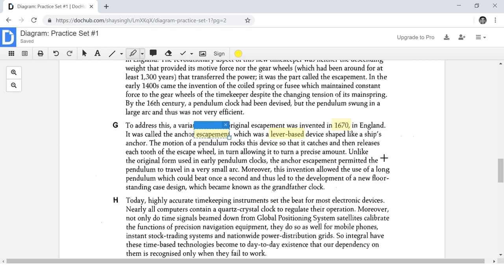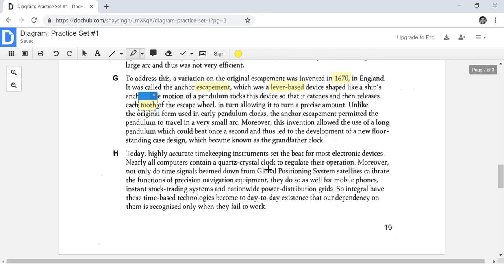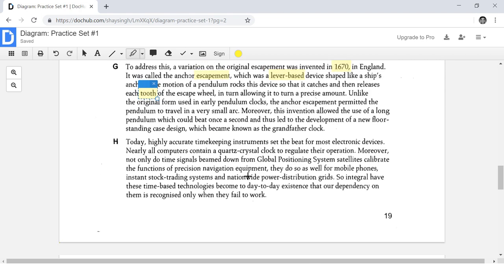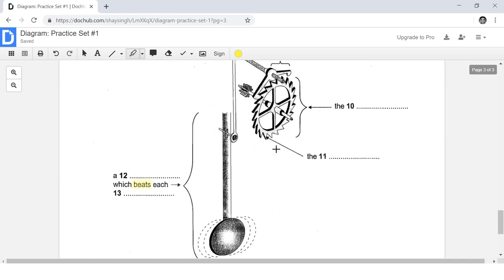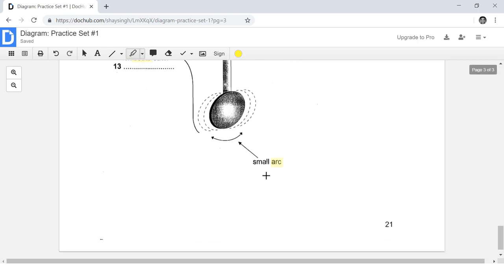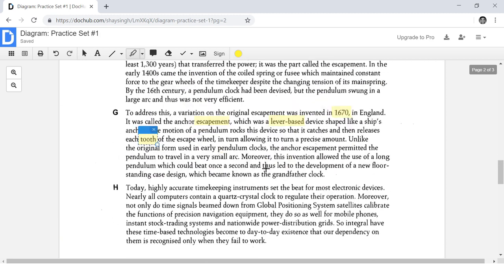Over here it mentions tooth. And I know that tooth is referring to this sharp shape over here, to this sharp shape on the wheel. It's probably referring to that because that is a description of what this diagram is showing us. I also want to look for this other keyword, beats, and then for this keyword, arc. So let's also look for those in our paragraph.